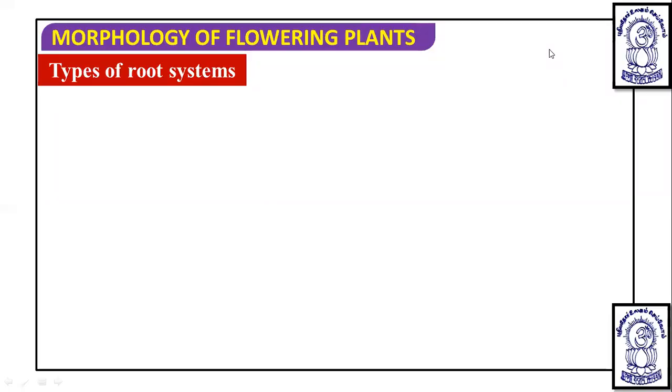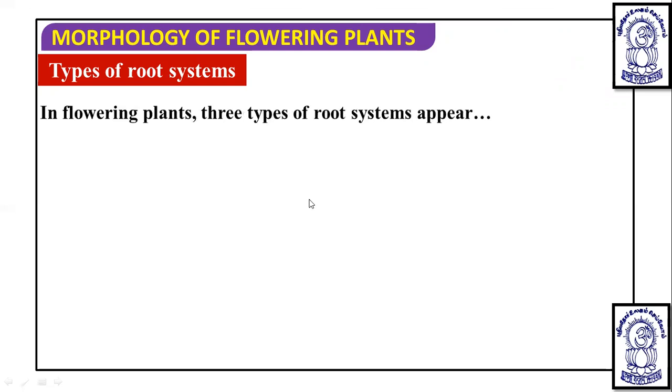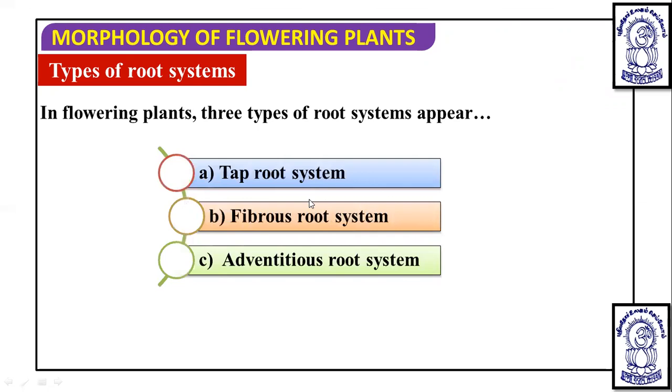Types of root system. In flowering plants, three types of root system appear, and these three types of root system are taproot system, fibrous root system, and adventitious root system. Let's talk about them in detail.